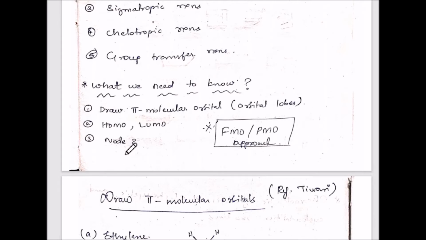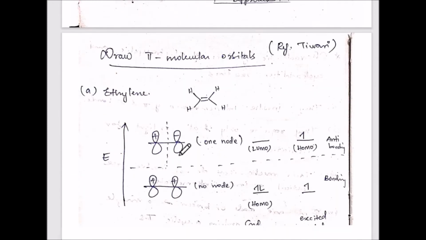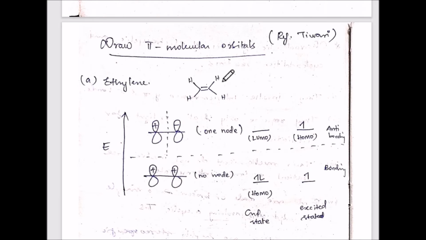Number two, you need the idea of HOMO and LUMO. HOMO is the highest occupied molecular orbital and LUMO is the lowest unoccupied molecular orbital, where LUMO has higher energy than HOMO. And then you need to know the idea of a node. We generally define a node as the place where the probability of finding an electron is 0, so you cannot find an electron in that particular place. But here, when you draw a pi molecular orbital, I can call a node the point around which the orbitals are different.